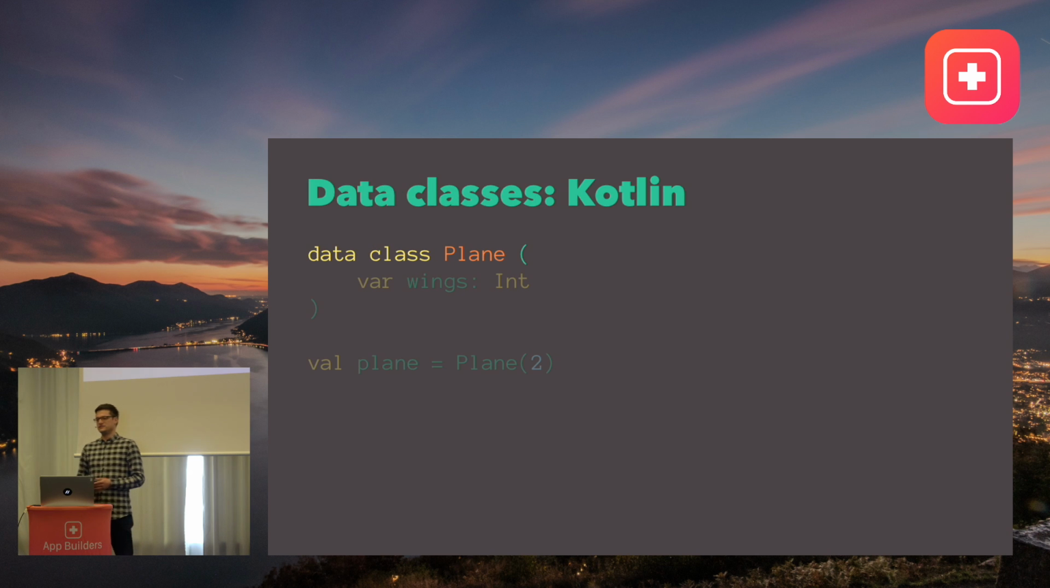Kotlin has data classes. So you use the data class keyword, and then like for regular classes, you create a default constructor with wings, and then you can create your plane. Data classes also have equality operator and toString and the same set of features like structs.